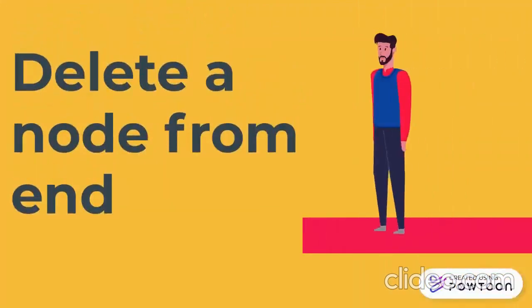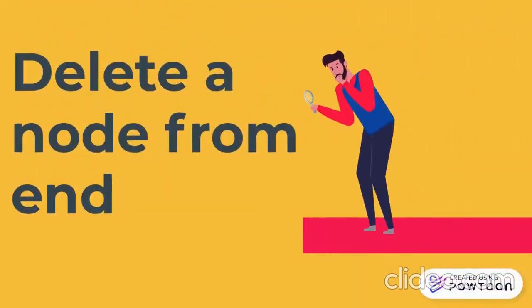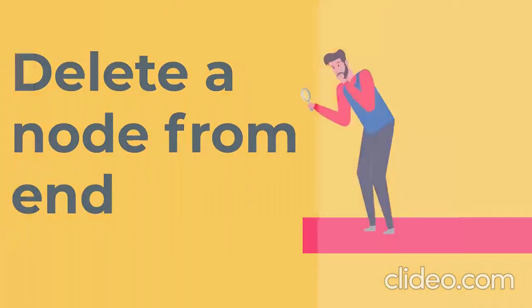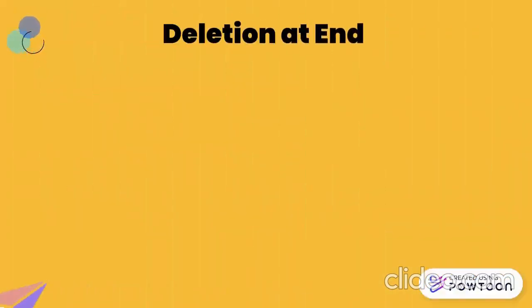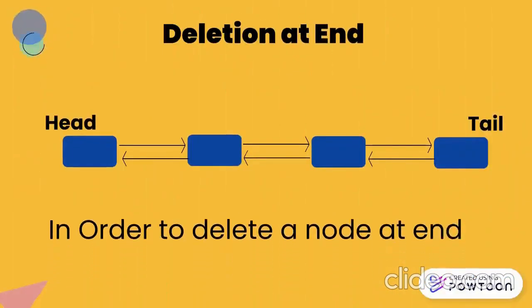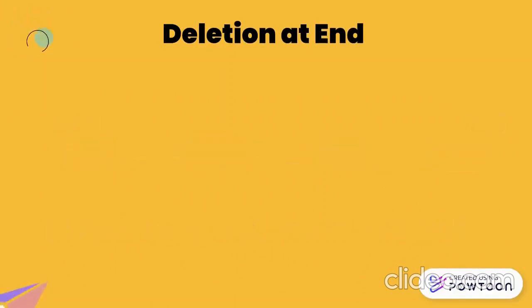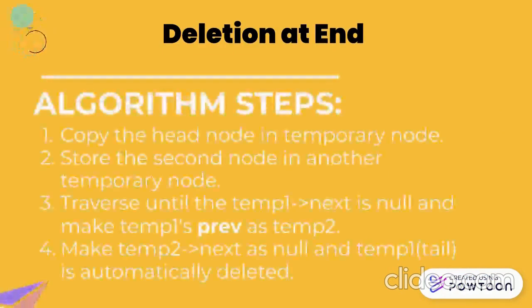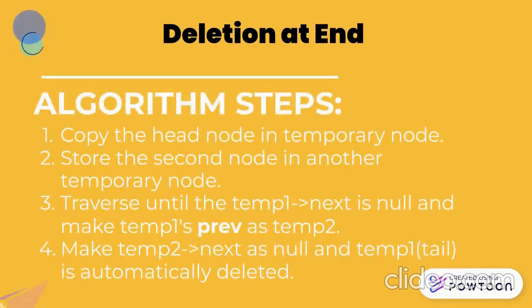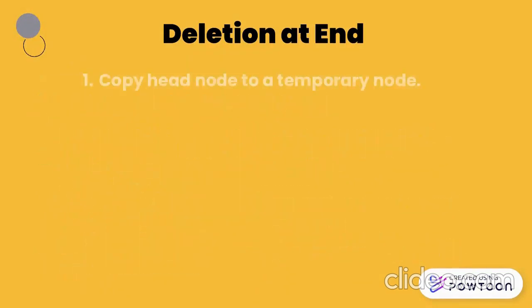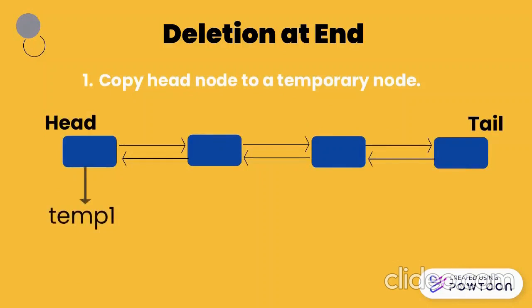Now let's see how to delete a node from the end of the doubly linked list. Now, in order to delete a node at the end, we have to follow the same steps but with a slight change. These are the algorithmic steps that are involved to delete a node at the end. The first step is we have to copy the head node to a temporary node, as we have seen before.